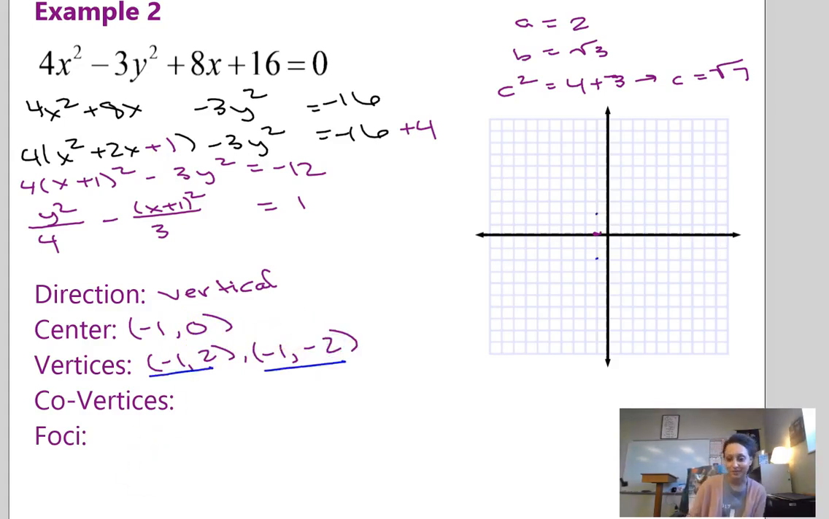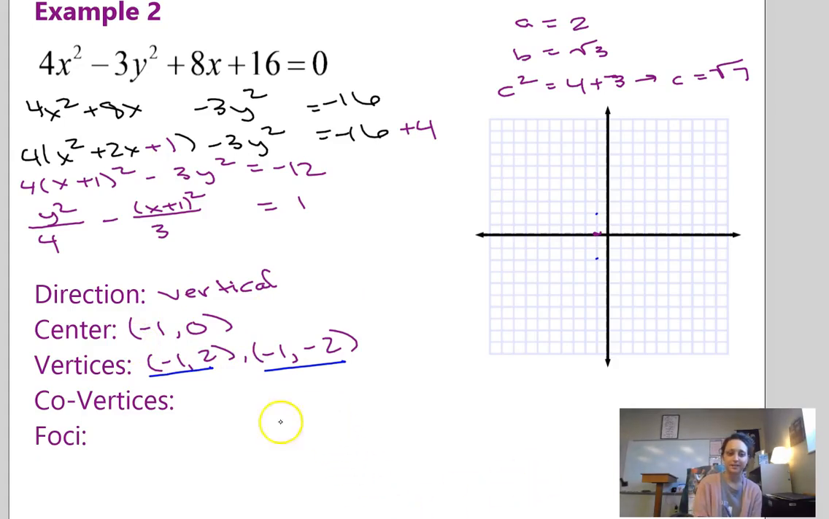So now for our co-vertices, we are going to add and subtract square root of 3 to the center, right? But for what coordinate, your x or your y? Now you're going to take your x, right, because it was opening vertically, so I already took care of my y's with my vertices.